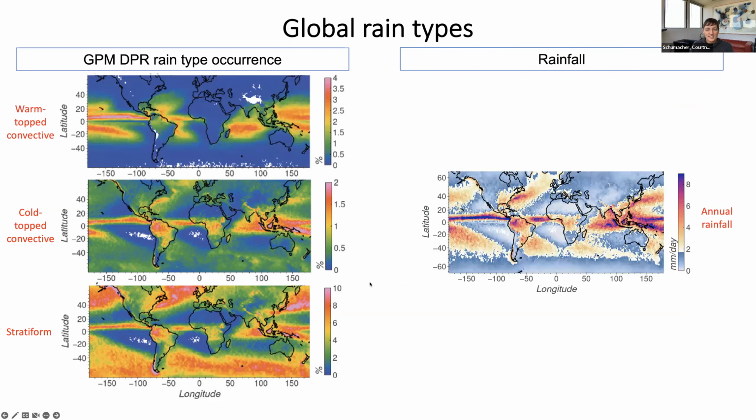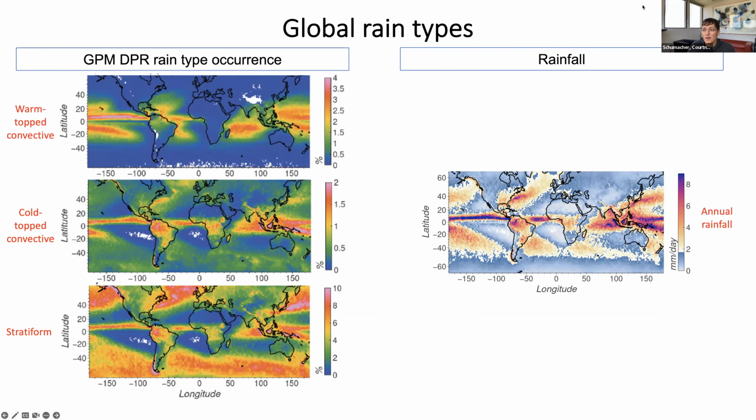So I've been talking a lot about occurrence, echo tops. Let's go to rain amounts. So maybe rain amounts help us out somehow. And so now I've put all the rain types up again because they all contribute to the rain globally. Here's an annual rainfall map from the DPR.